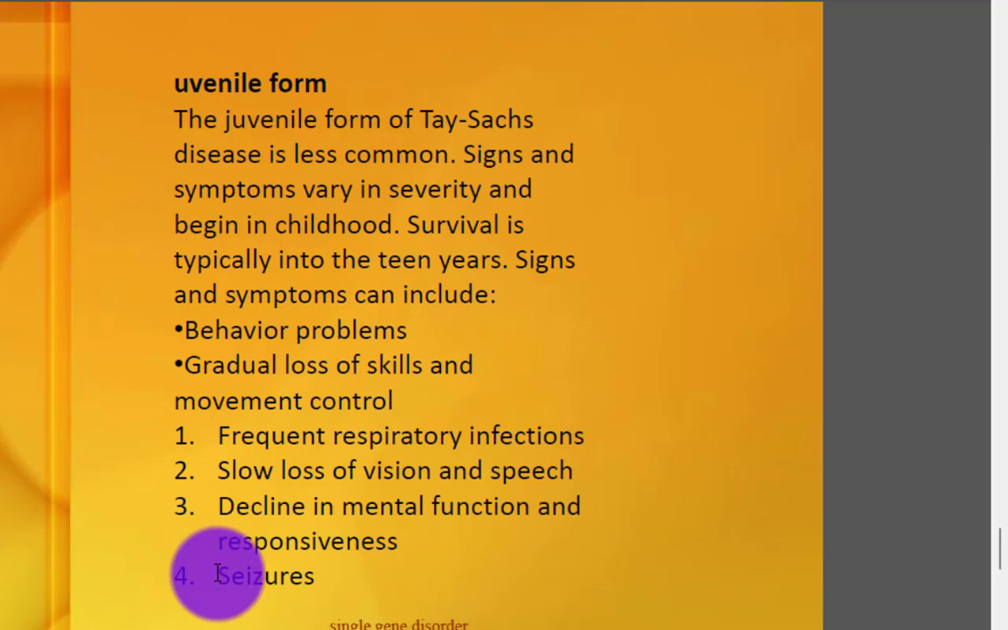Juvenile form of Tay-Sachs disease is less common. Signs and symptoms vary in severity. Beginning in childhood, survival is typically into the teen years. Signs and symptoms can include behavior problems, gradual loss of skills, frequent respiratory infections, loss of vision and speech, decline in mental function and responsiveness, and seizures.